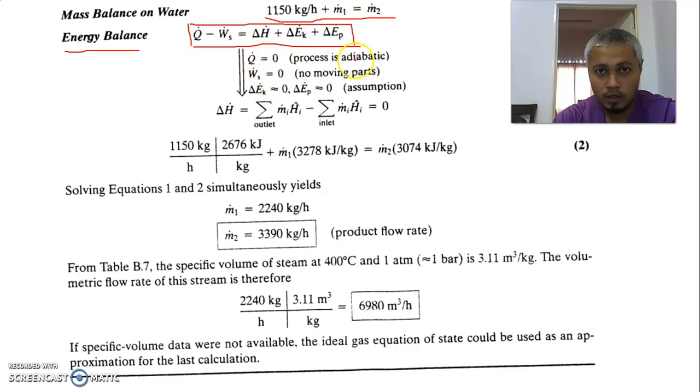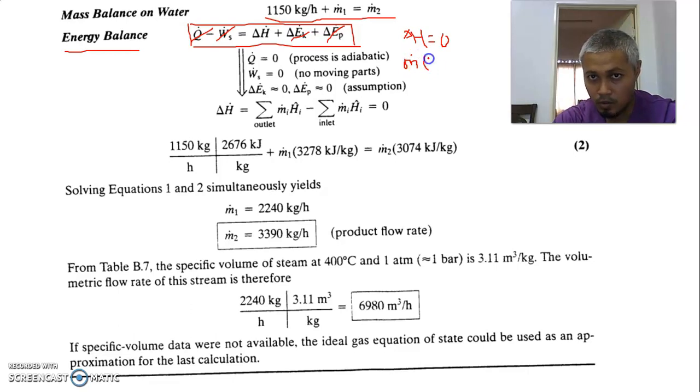Q is 0 because adiabatic. Okay, this one is 0. No moving part. Delta EK and also delta EP, no velocity, no elevation, so we only have delta H here equals 0. Okay, delta H equals 0. And like we have learned before, we need to factorize M.